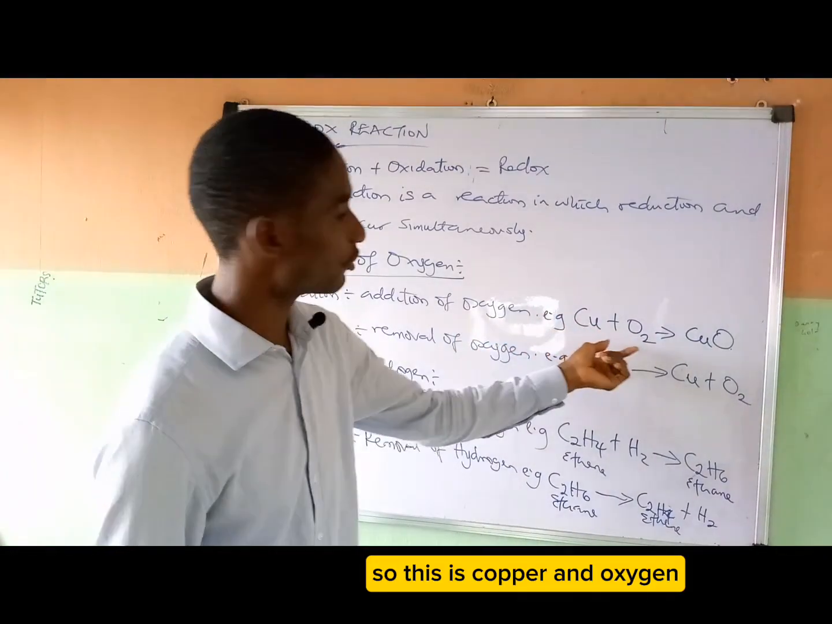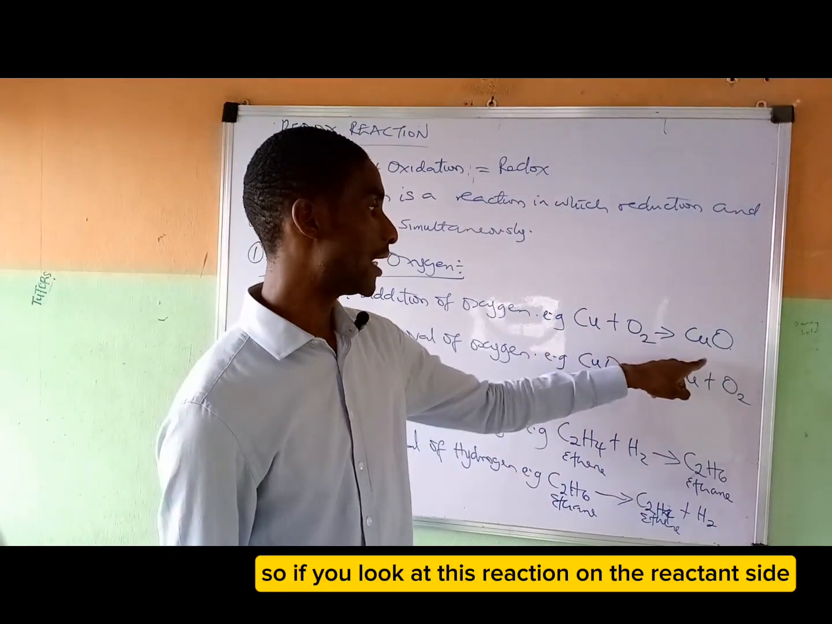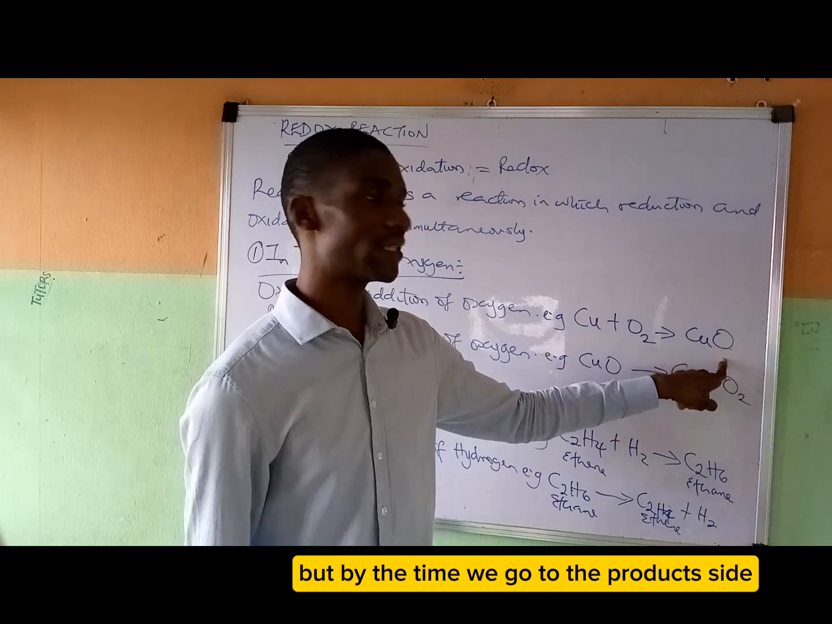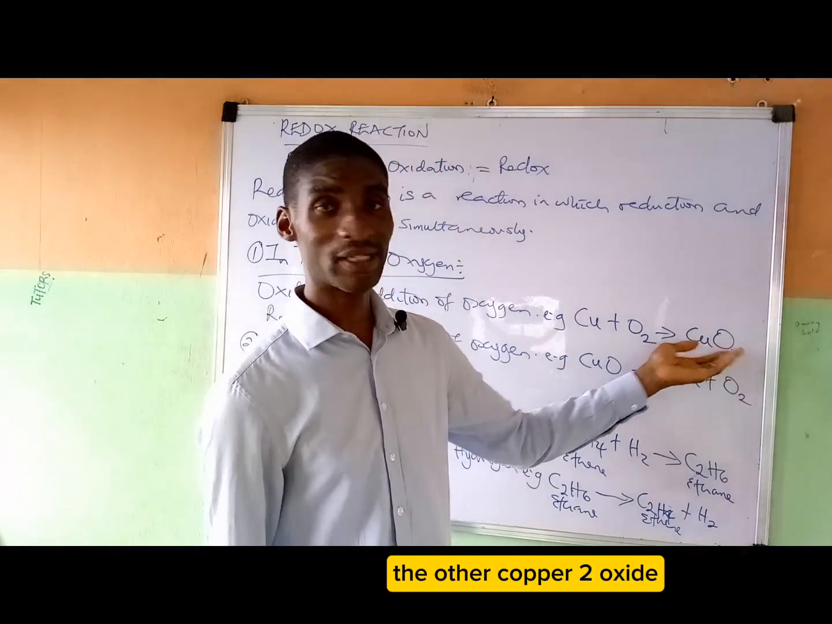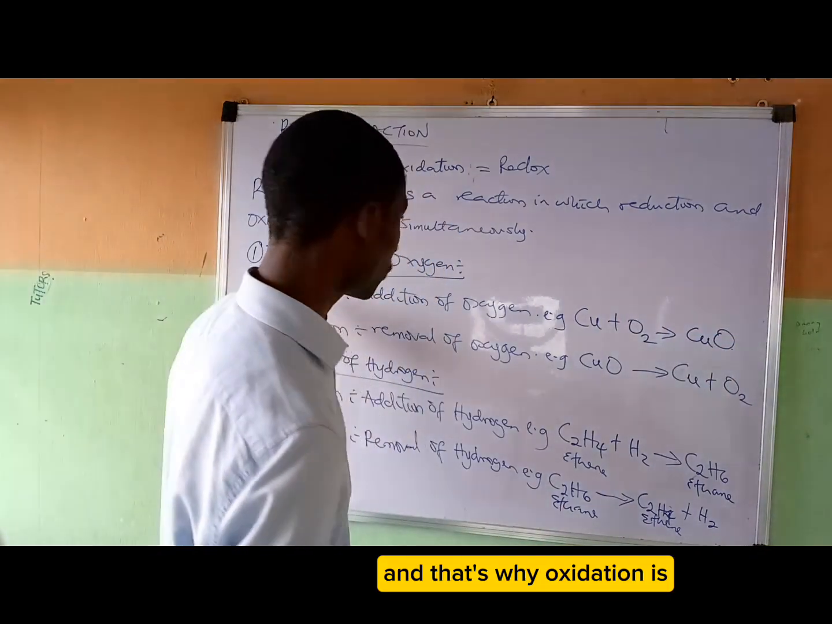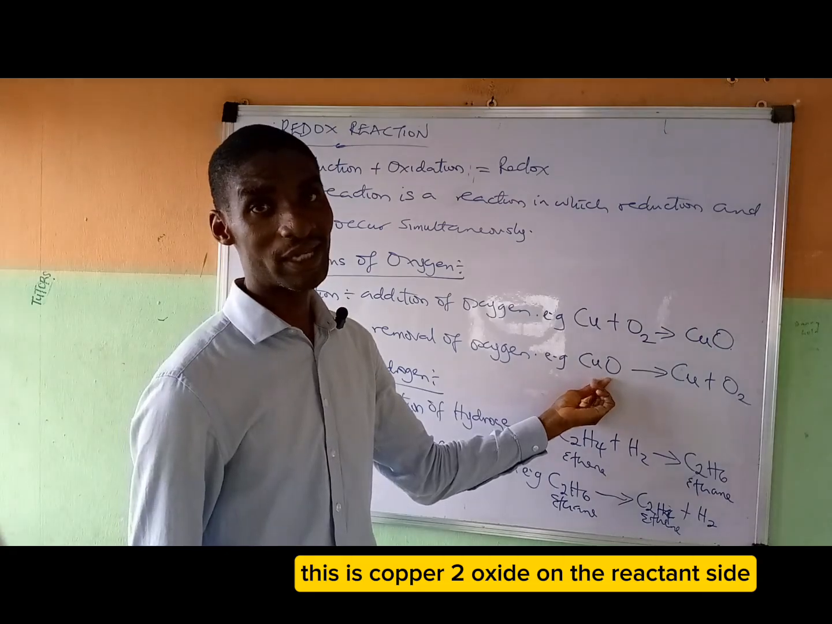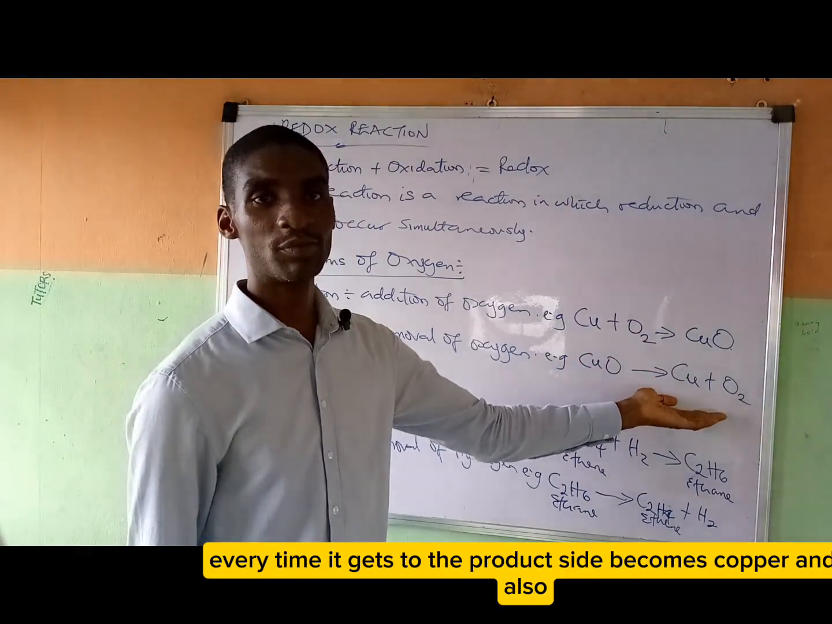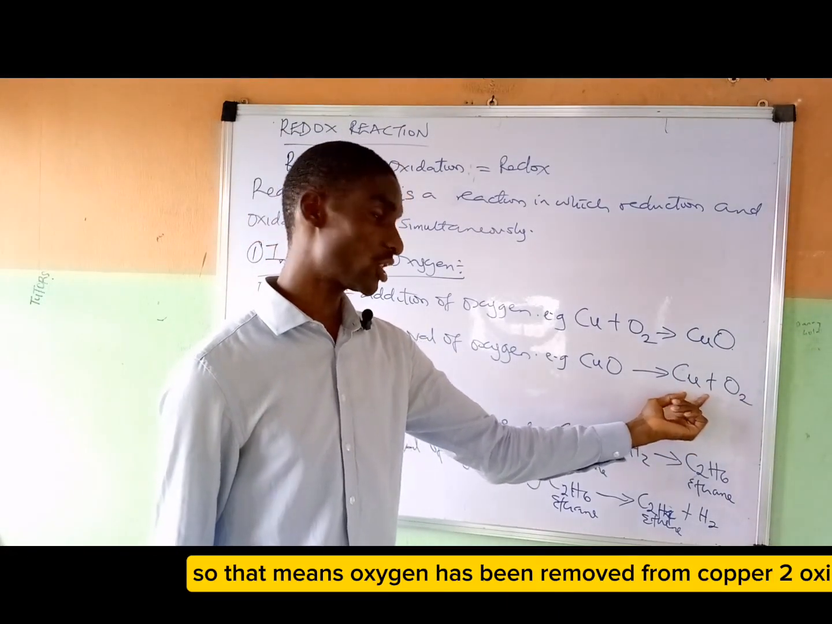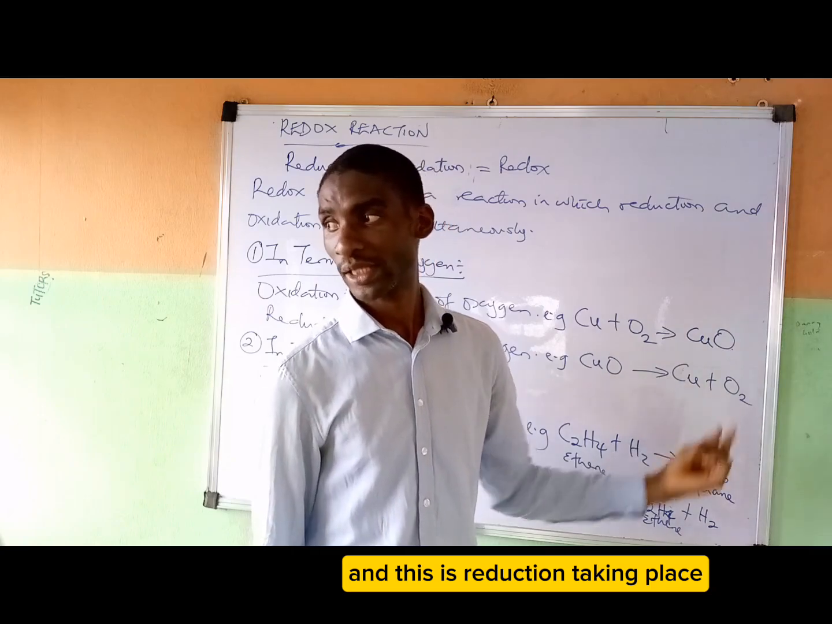This is copper and oxygen reacting together to give you copper(II) oxide. If you look at this reaction, on the reactant side, copper is standing alone, but by the time it got to the product side, you have copper(II) oxide. So copper has been oxidized to give copper(II) oxide. That is what oxidation is, while reduction is the removal of oxygen. For example, this is copper(II) oxide on the reactant side. By the time it gets to the product side, it becomes copper and oxygen, so copper is standing alone. That means oxygen has been removed from copper(II) oxide, and this is reduction taking place.